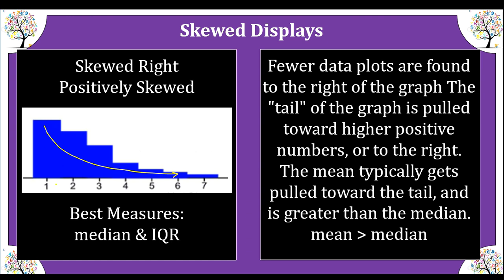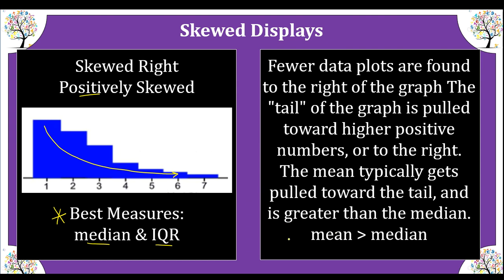And remember, as you go on the number line, the numbers become more positive. So that's also why they call it skewed right or positively skewed. And because it's skewed, that means there was probably an outlier. So that means we're going to use the median and the IQR. You need to make sure you remember and write this in your notes. This will be on one of your quizzes.